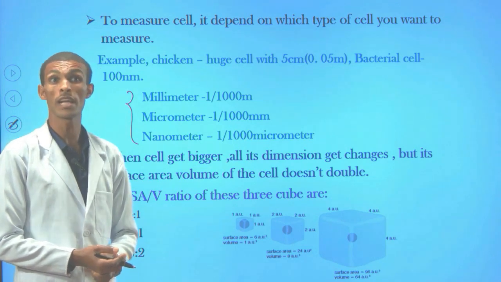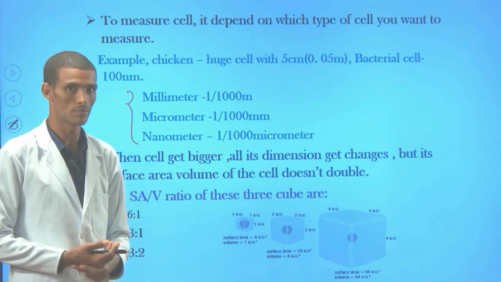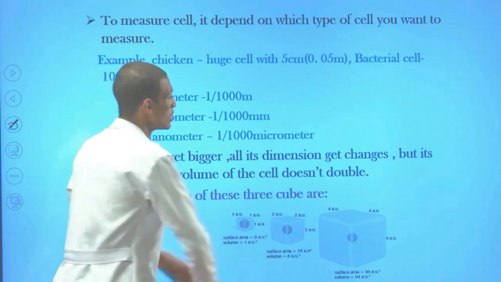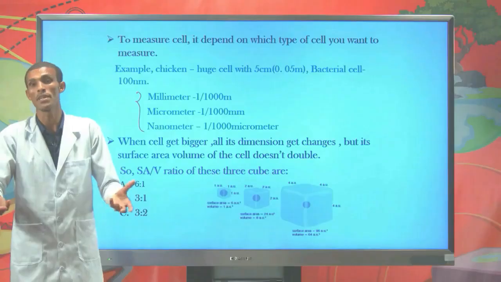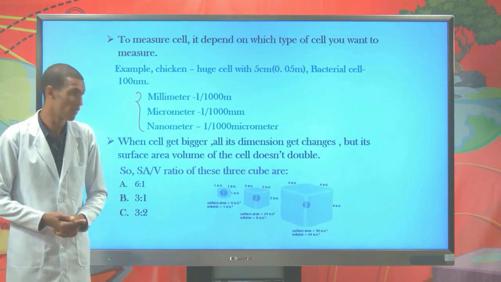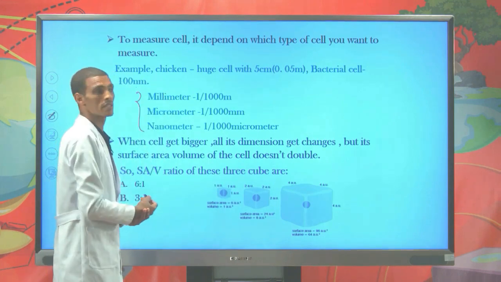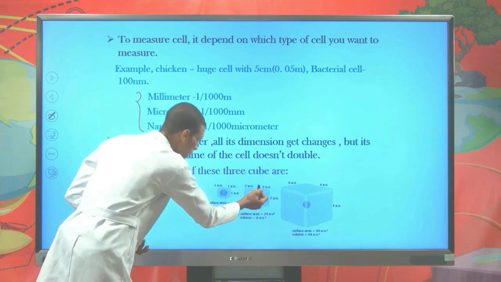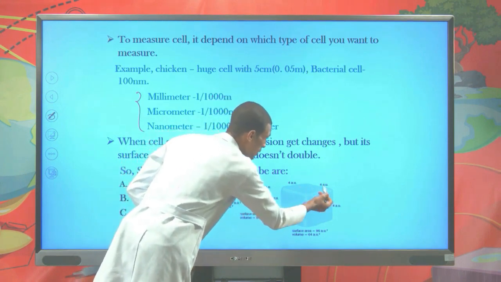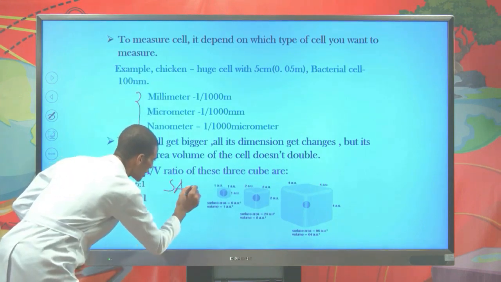For example, the ostrich egg cell is the largest well-known cell, while bacteria and the human egg cell are among the smallest. Student, when a cell increases in its dimension or size, the whole activity increases together, but the surface area to volume ratio of the cell doesn't increase together. For example, let's see this cell. This smallest cell has a dimension of one arbitrary unit. When it increases to this one, its dimension becomes two arbitrary units. When it increases to this one, its dimension becomes four arbitrary units.